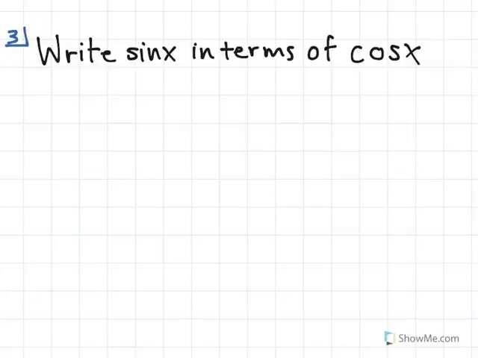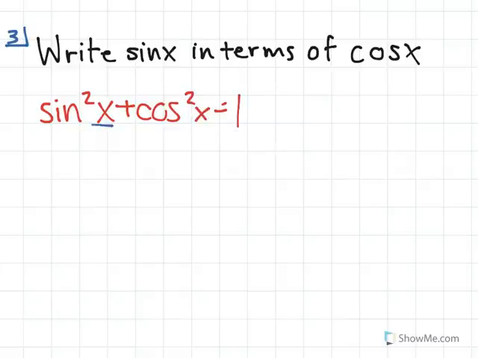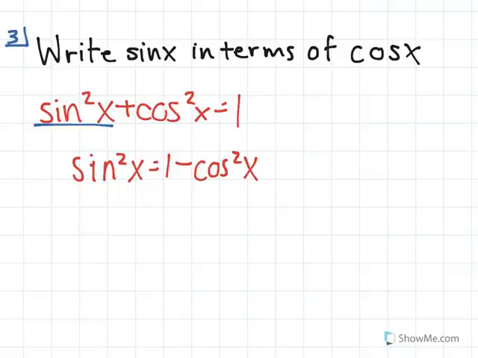Here we're asked to write sine of x in terms of cosine of x. So again, in this one, we're going to look at the fact that sine squared x plus cosine squared x equals 1. We want to basically solve for sine and then have cosine on the other side of our equation. So what we can do is subtract cosine squared x from both sides. So we'll have sine squared x equals 1 minus cosine squared x, and then we need to take the square root to solve for sine. So we'd have sine x equals positive or negative square root of 1 minus cosine squared x.